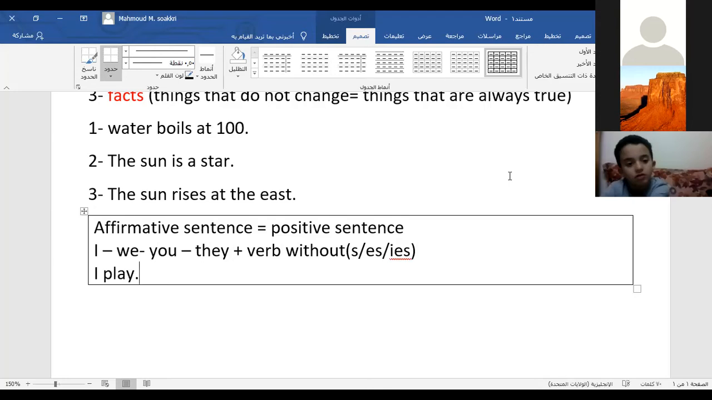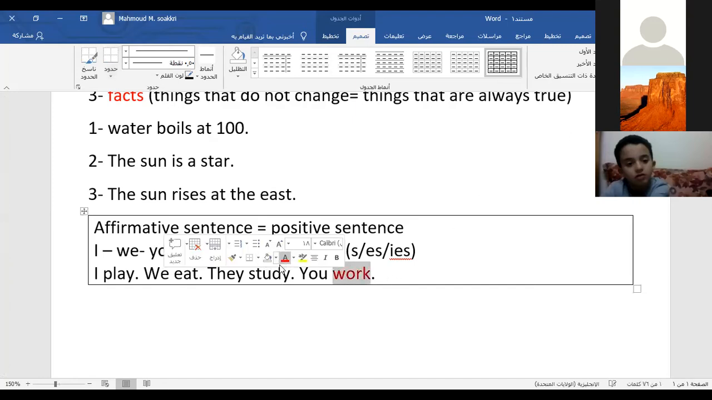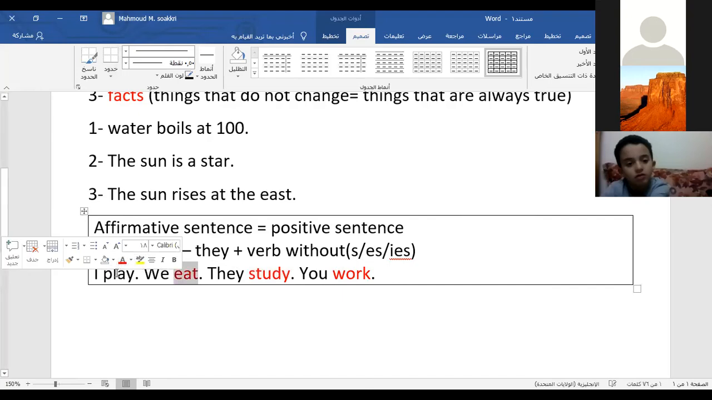Look at the verb play, no s at the end. We eat. Look at the verb eat, no s at the end. They study. Look at the verb study, no ies at the end. You work. Look at these verbs. Work is a verb. Study also is a verb. Eat is a verb. Play is a verb. We didn't put s or es or ies or ed or ing. Verb without endings. Okay.